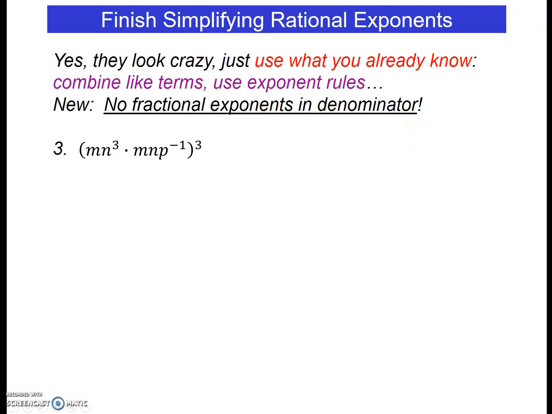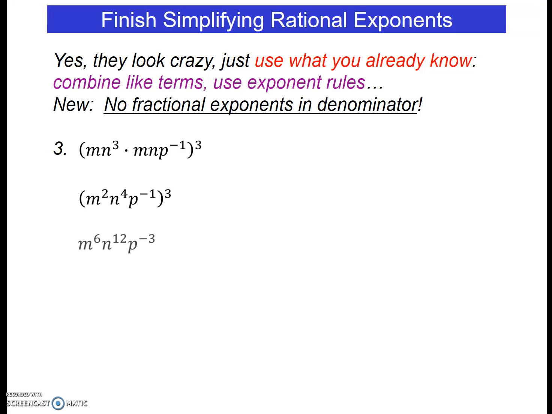So in this first problem, what I like to do sometimes is combine everything that I've got inside before I apply the exponent of that 3. So that's what I'm going to do first. So m times m is m squared, n to the third times n is n to the fourth, and then p doesn't have anything to combine with. Then we would essentially take the 3 and distribute it through, because that's power of a product.